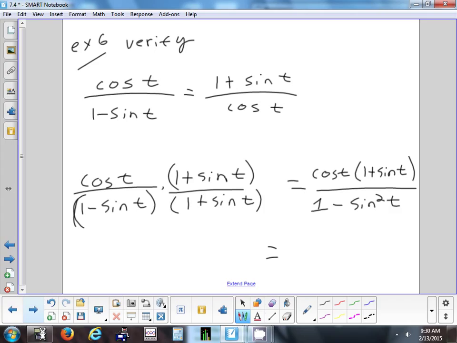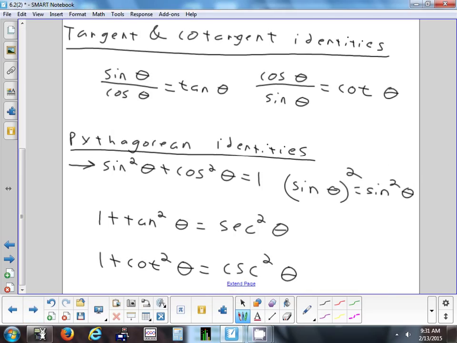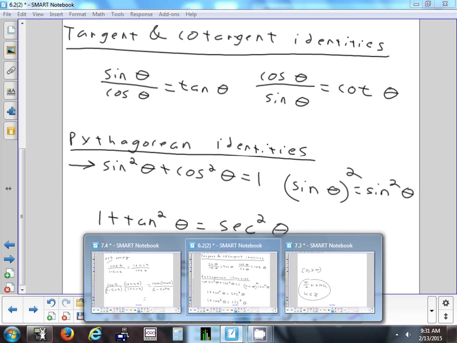Okay, now from here, there's something you have to recognize. Anybody recognize something there? It's something that's written on this page, but it's not written exactly the way it's written here. But it's basically right there.